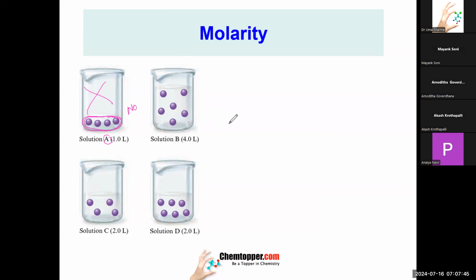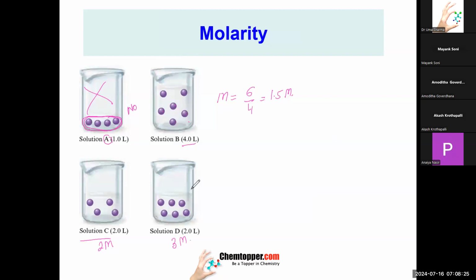Let's calculate the molarity of B. B is a solution. If I take them as moles, 1, 2, 3, 4, 5, 6. So the molarity is 6/4, yes, 1.5 molar. So similarly calculate for this C solution, please. 2 molar. D solution, 3 molar. So which solution is the most concentrated one?